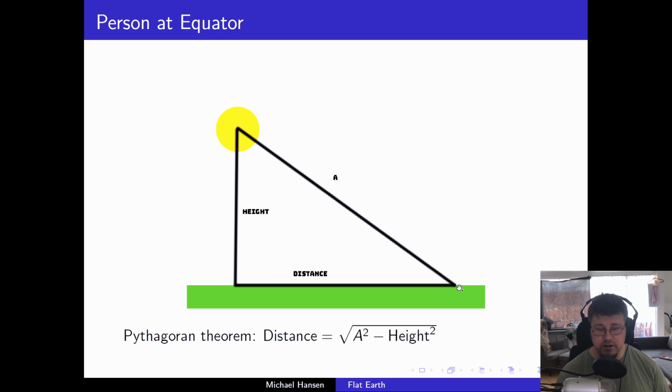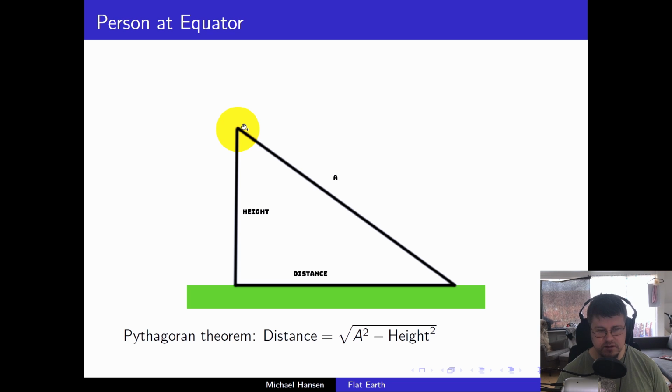Now, in order for the flat earth to work, that distance cannot be anything other than the distance from the pole to the equator. Because otherwise this guy here standing at the equator would see the sun at a very different angle than directly above him, which he should be able to do.